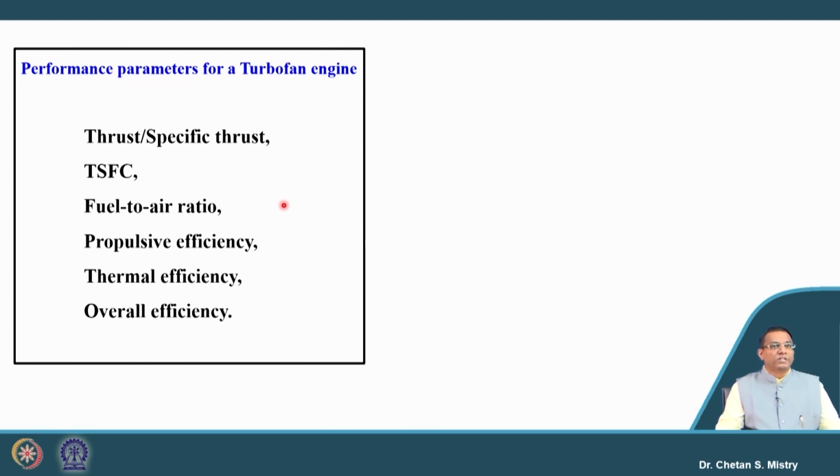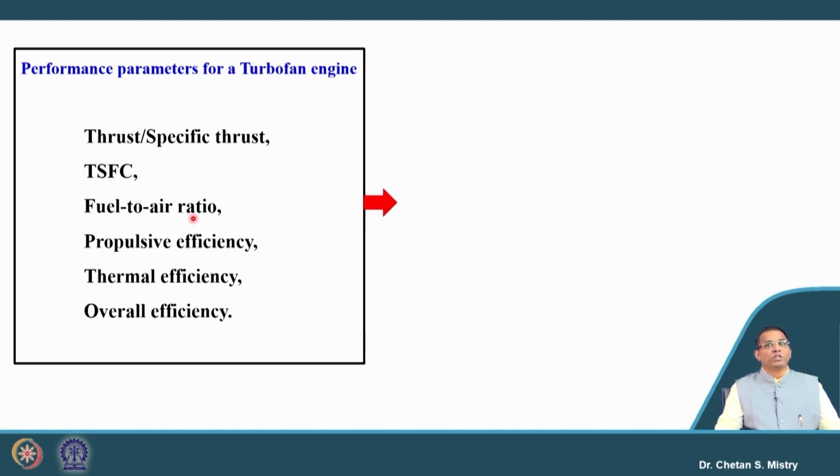What is our interest here? Say, performance parameters for our turbofan engine we are defining as thrust or maybe specific thrust, thrust specific fuel consumption, fuel air ratio, propulsive efficiency, thermal efficiency and overall efficiency. Now, these are the main basic parameters, and that is what has always been the interest for our gas turbine engines, let it be any kind of engine. For all of them we are configuring these as our performance parameters.